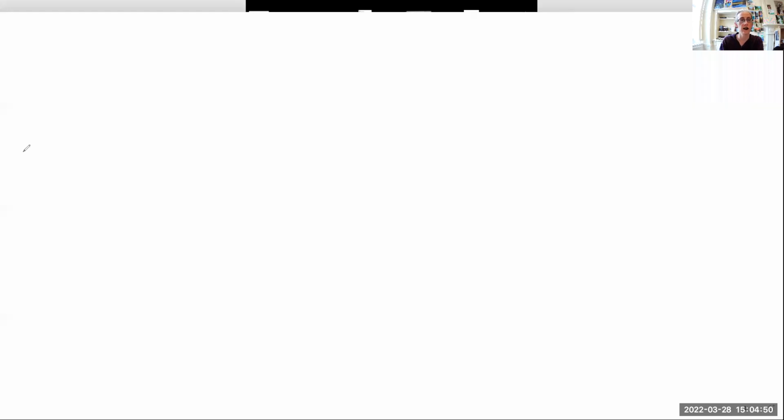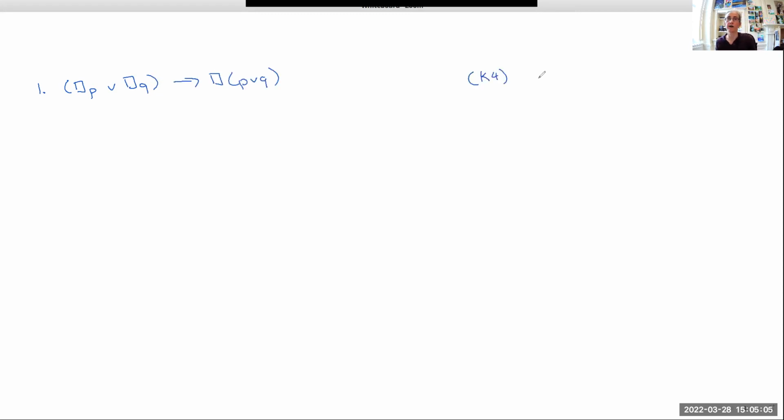The first one is about the interaction between necessity and disjunction. So we are going to prove that if either P is necessary or Q is necessary, then the disjunction of the two is going to be necessary. Since this is the fourth theorem of system K that we have proven, I'm going to call it K4. We may make reference to it in the future.